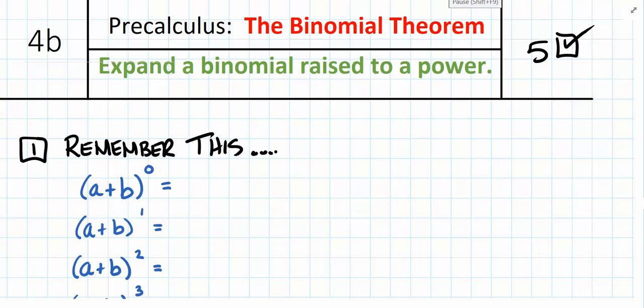Here's Precalculus Concept Lesson Video 4B. We're going to expand a binomial raised to a power, and there are 5 boxes, so let's get started right away.